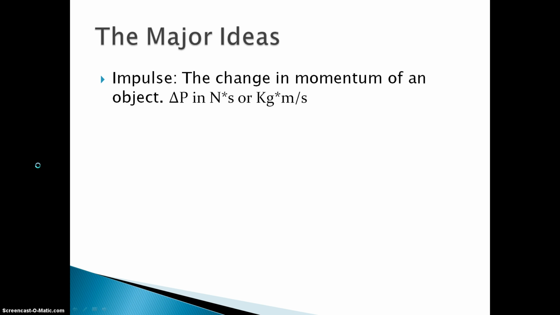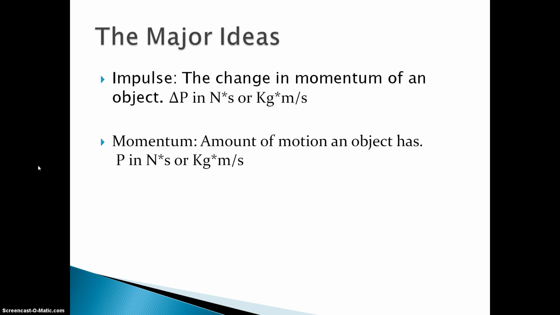So the quick review, the major ideas. First of all, we have impulse. We know it's the change in momentum of an object. The symbol is delta P. It's in Newton seconds or kilogram meters per second. Again, this is the change of momentum of an object, just one thing. Then we have momentum. It's the amount of motion an object has. It's just P, not delta P, in the same units.